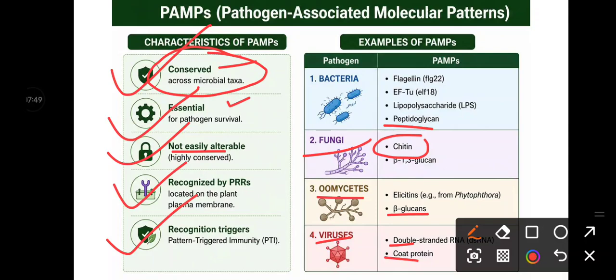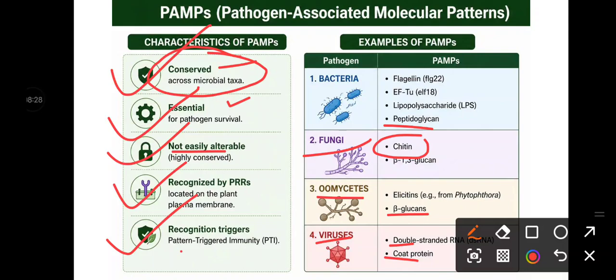But here the pathogen cannot alter its PAMP molecule, because these are very essential as well as conserved for the pathogen. So as it is recognized by the PRR molecules and the plant is activating the defense, still this pathogen can't change it. It has to deal with that. That's why, to overcome this defense or this PTI, the pathogen produces the effector molecules.